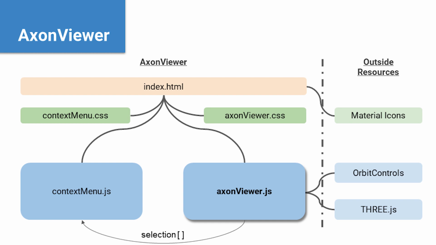We're also going to be bringing in a couple of outside resources. So we're going to be bringing in material icons because I like material icons, and it'll make our UI a little bit more legible. And then we're going to be bringing in orbit controls in Three.js from a CDN, from a link. So you can have those included with your app, but just for simplicity's sake for this class, I thought this was a better way to do it.